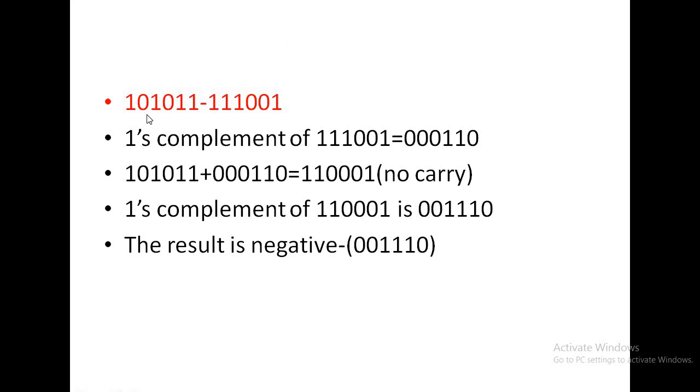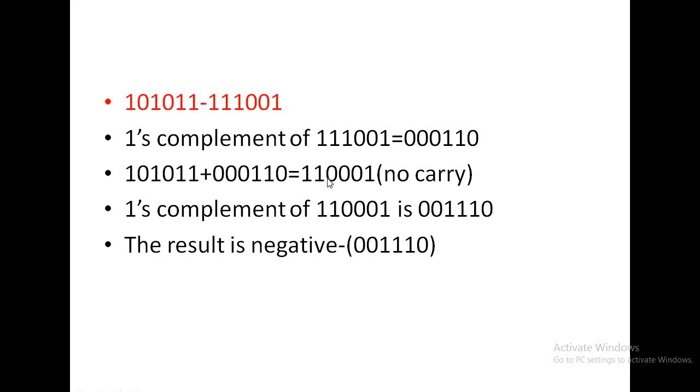This is another example. 101011 minus 111001. Okay, both are 6-bit numbers. First, the 1's complement of the subtrahend. This is the subtrahend, 111001. What is the 1's complement? 000110. Then this number is added to the minuend. 101011 plus 000110. And this is the result.